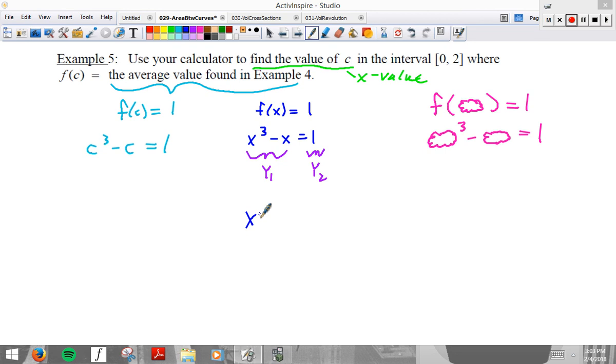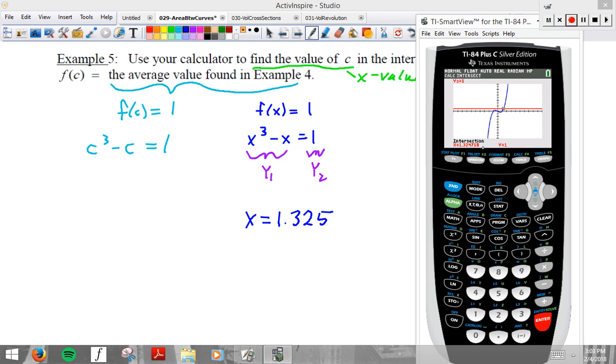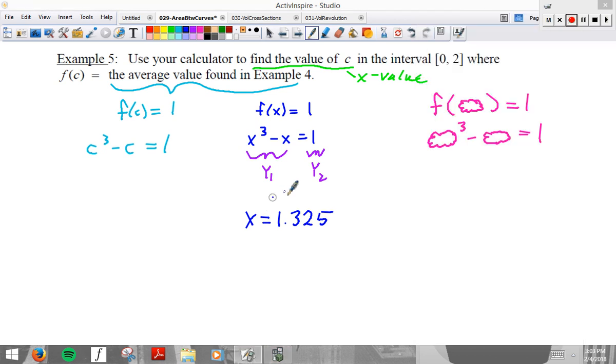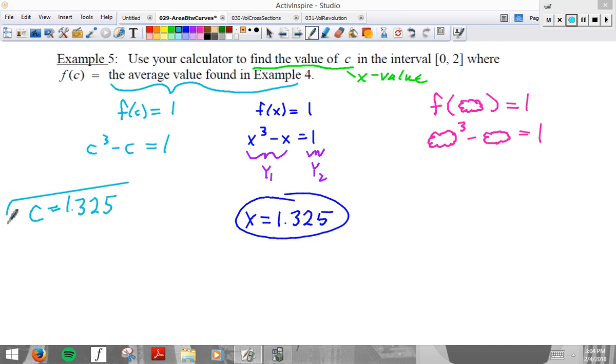You won't lose any points if you write x equals 1.325. 1.324 would also be acceptable for truncators. But again, what the AP people would really like you to be able to do is, if they ask you to find the value of C, just call it C. Make the AP people happy. That's your only mission in life, especially on the AP test in May. That's all there is to it.